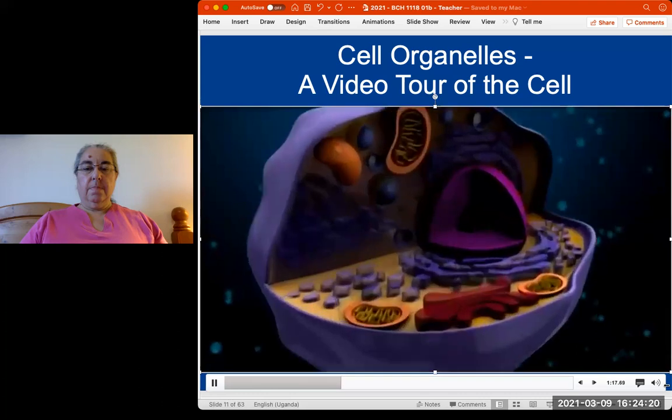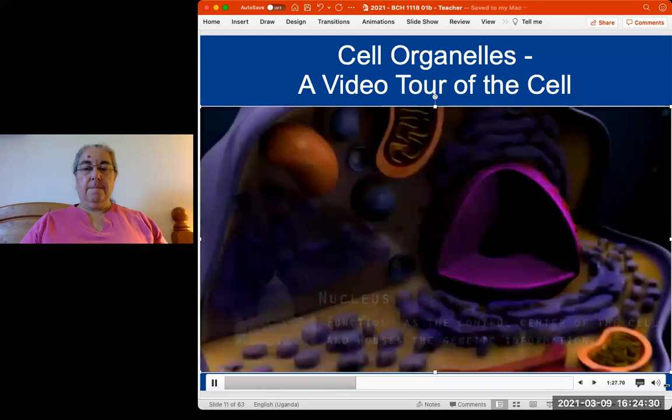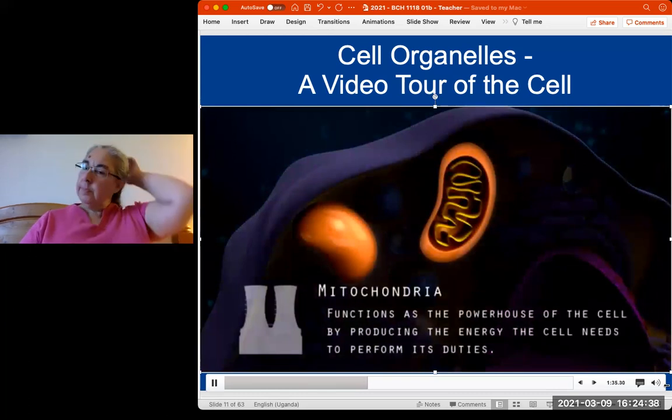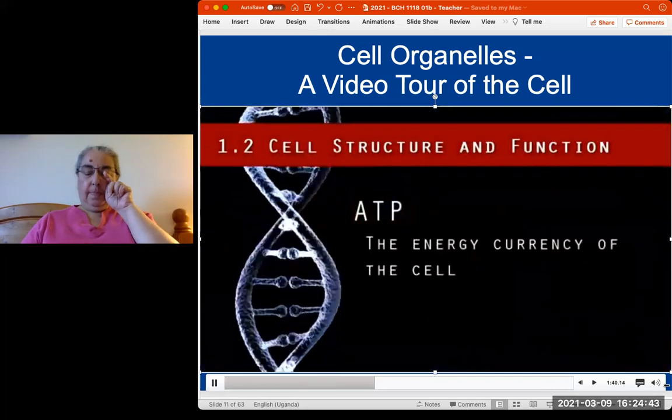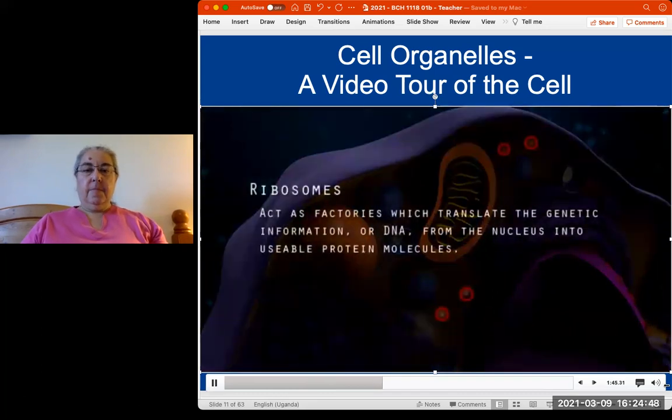The nucleus is like the Capitol building of the city because it functions as the control center of the cell and houses the genetic information or instructions for what the cell is supposed to do. The mitochondria functions as the powerhouse of the cell by producing the energy the cell needs to perform its duties. This is just like a power plant providing energy for a city to use. The energy currency of the cell is ATP. The ribosomes act as factories which translate the genetic information, or DNA, from the nucleus into usable protein molecules. Proteins do the work in the cell.